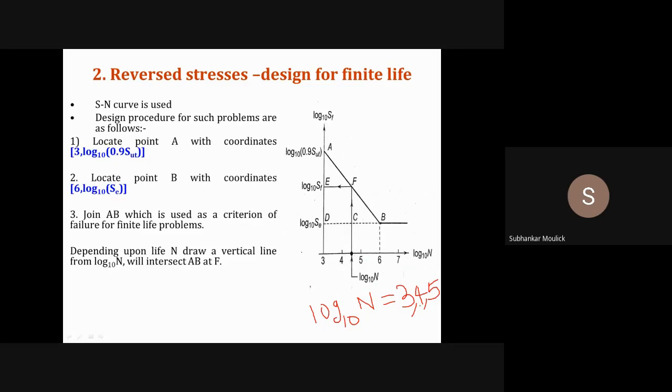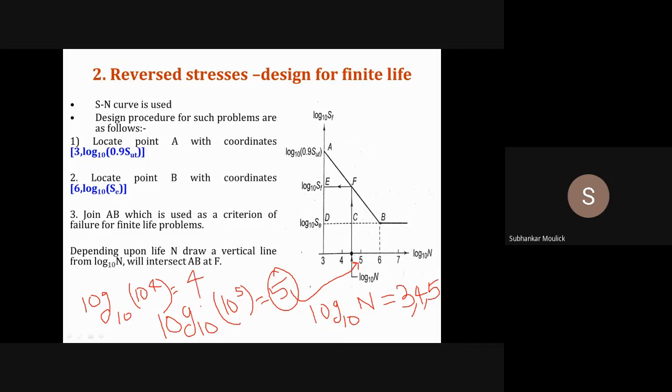If log base 10 n is equal to 5, then n is equal to how much? N is equal to 10 to the power 5 cycles, because I know that log base 10 of 10 to the power 5 is nothing but 5, and this 5 is this value. Similarly, log base 10 of 10 to the power 4 is nothing but 4, by property of logarithm. And this 4 is this value. So this 3, 4, 5, 6 is log base 10 of n is equal to that particular value.